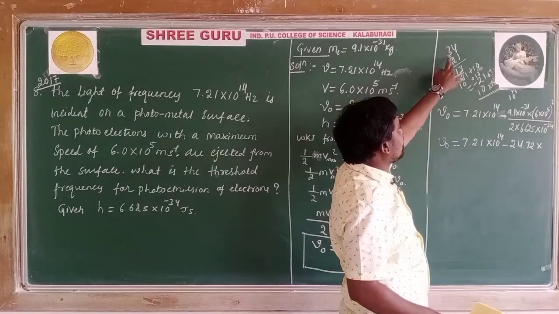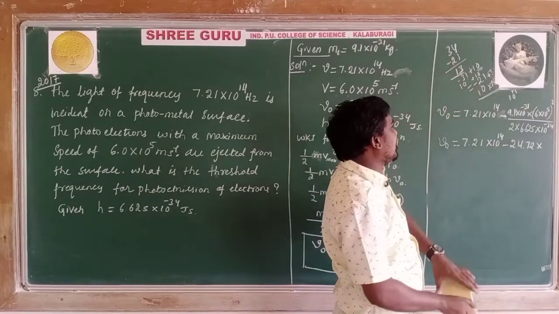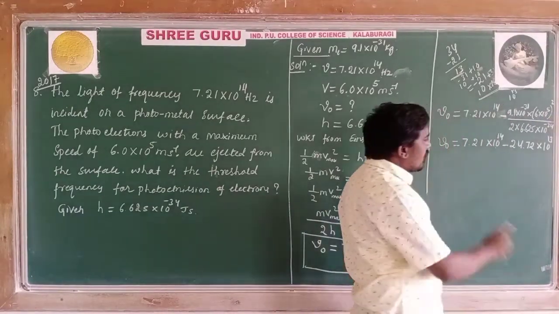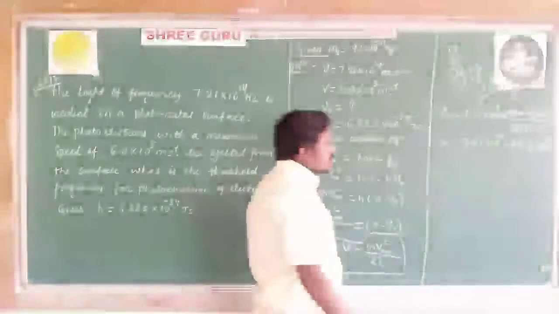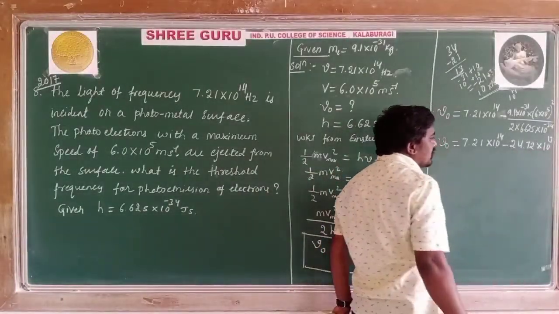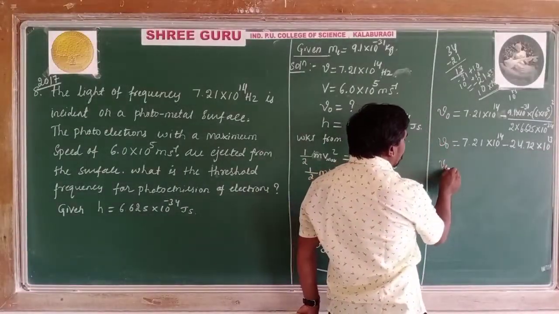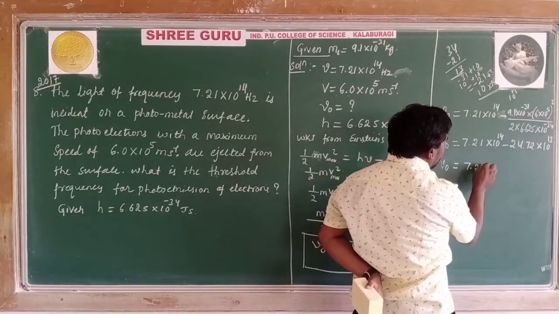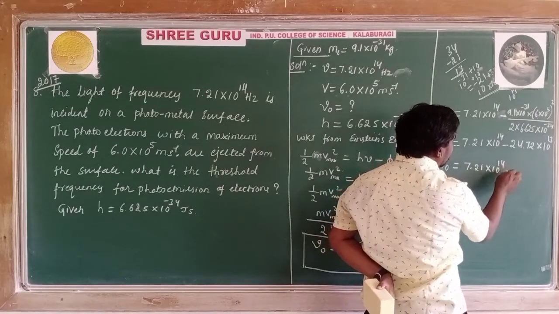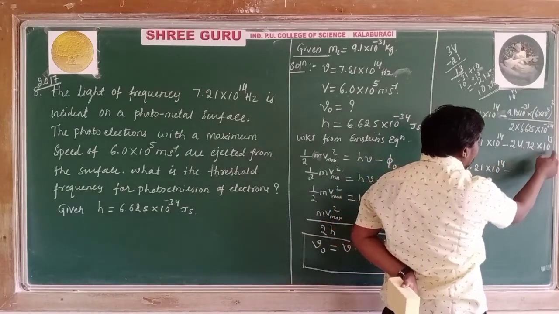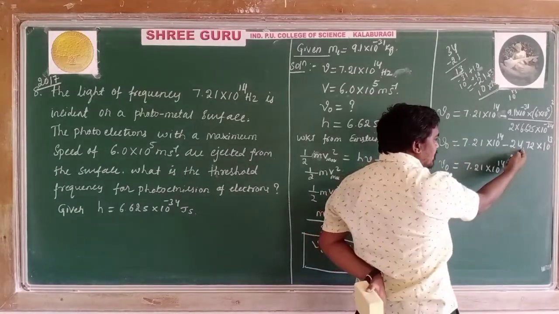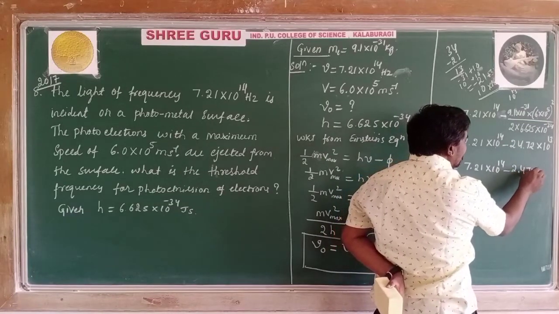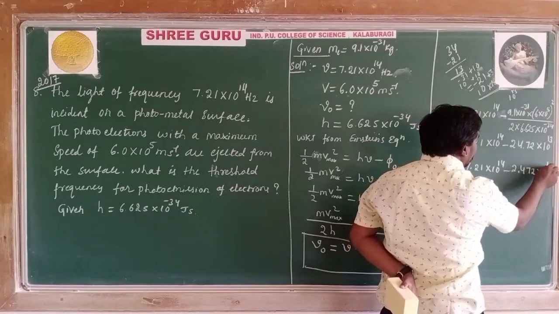The power conversion is already done, that is 34 minus 21, which is nothing but 10 to the power 13. Now it is not possible to subtract, because here is 10 to the power 14, here is 10 to the power 13. Now frequency nu naught is equal to 7.21 into 10 to the power 14, keep as it is, and just convert this power in terms of 10 to the power 14, shifting the decimal point this side, it becomes 2.472 into 10 to the power 14.